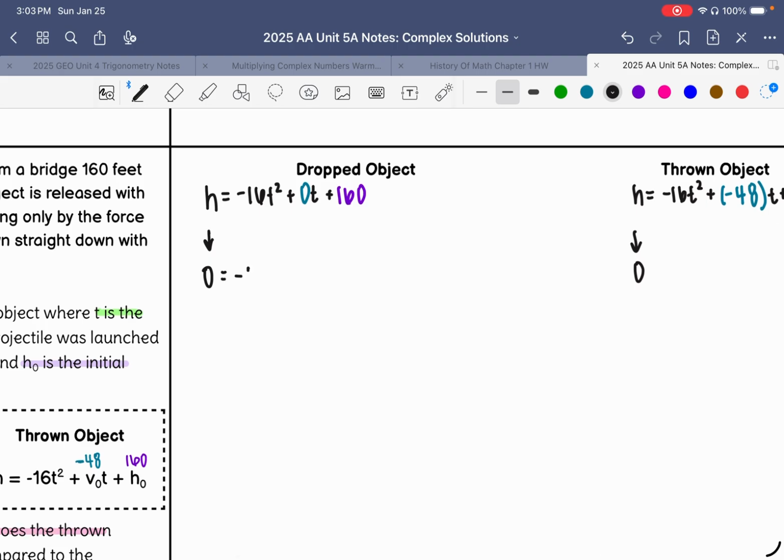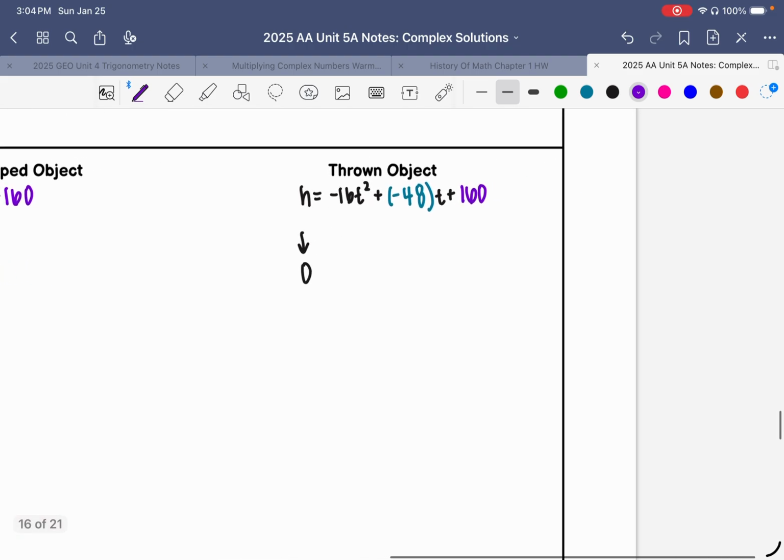And then I'm going to simplify my equations here. So we have negative 16t squared plus 160. We can get rid of that middle b term for the dropped object. And then for the thrown object, I'm going to simplify this positive and negative sign so that it looks like negative 16t squared minus 48t plus 160.